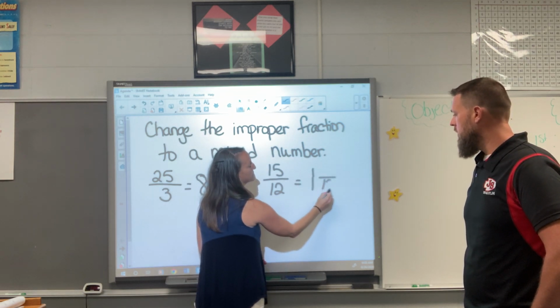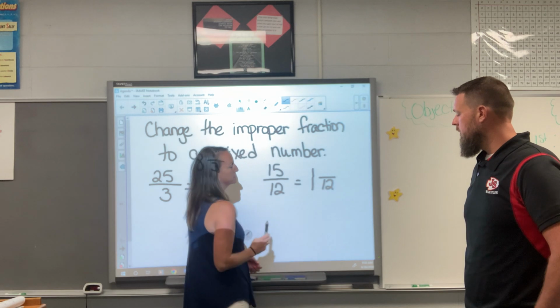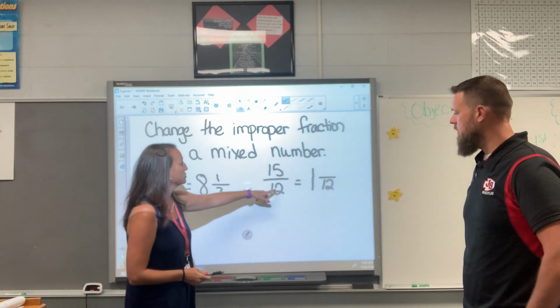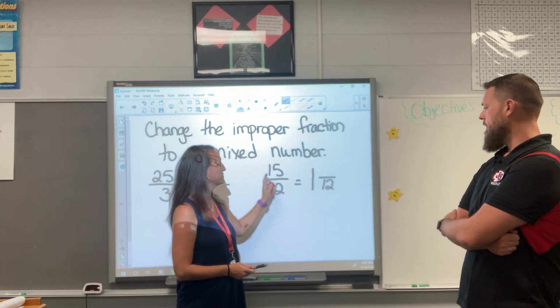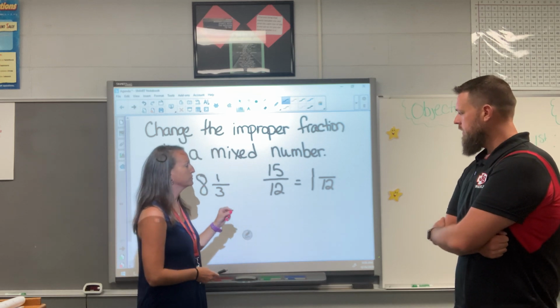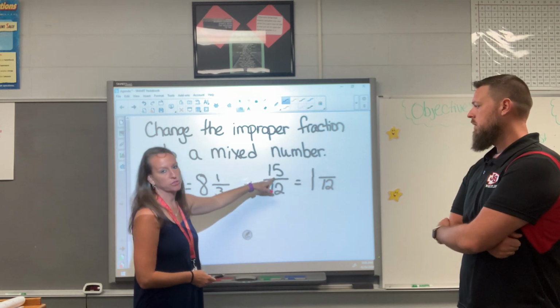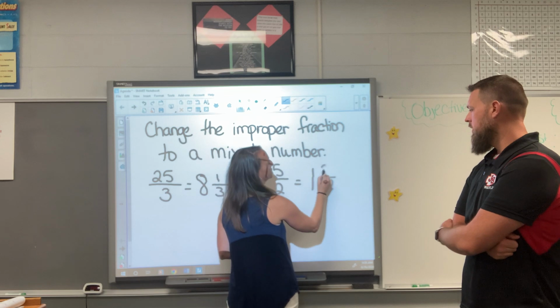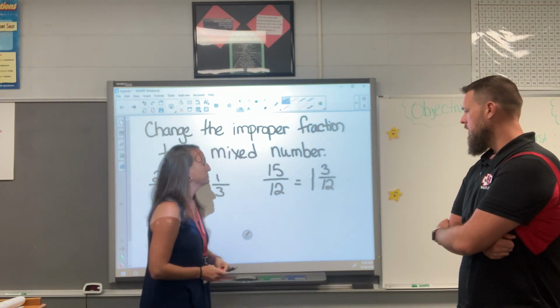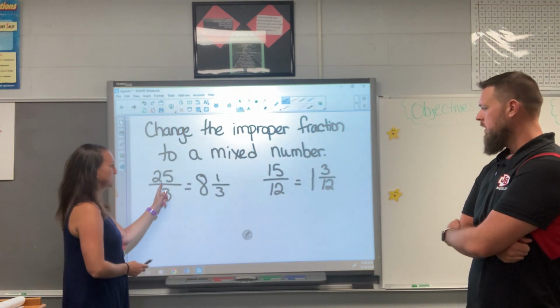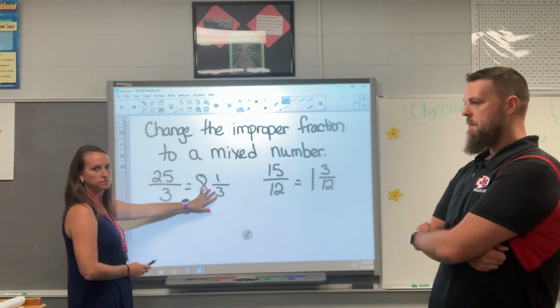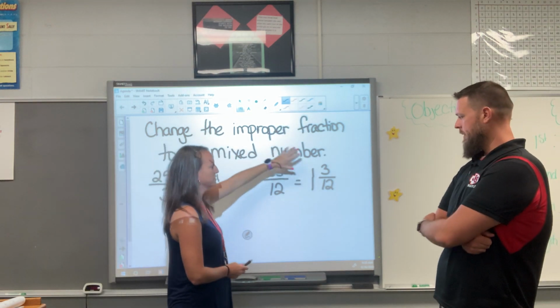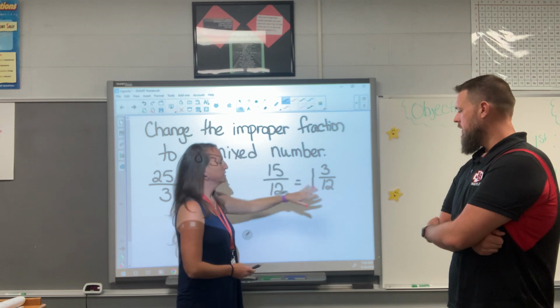Your denominator stays the same. It was a 12 to begin with, it stays a 12 now. So 12 went into 15 one whole time, and we know 12 times 1 is 12. I need 3 more to get to 15. Now, one thing we need to make sure you're understanding is that this is equivalent to this: 15 twelfths is equivalent to 1 and 3 twelfths.